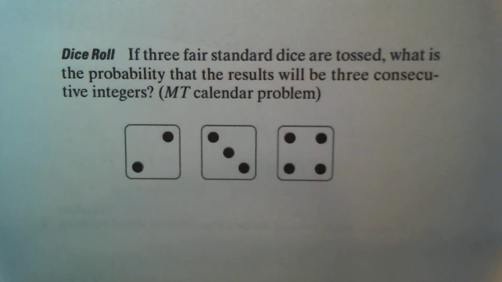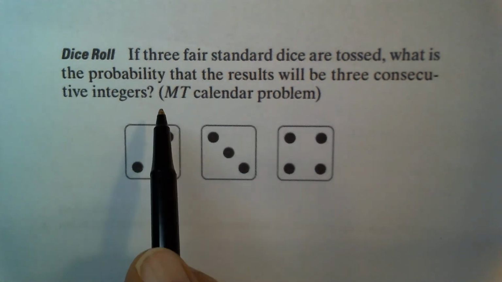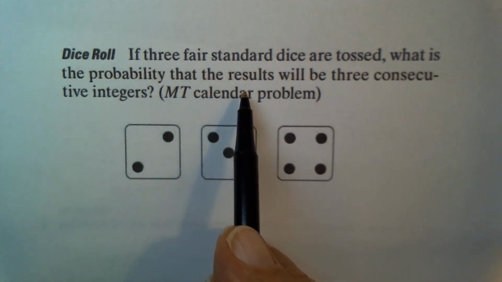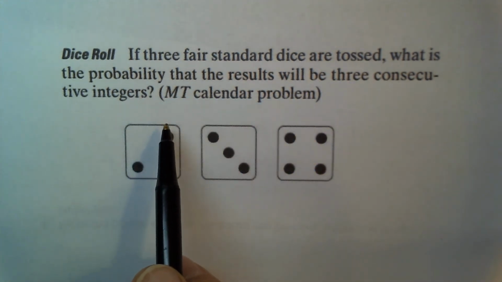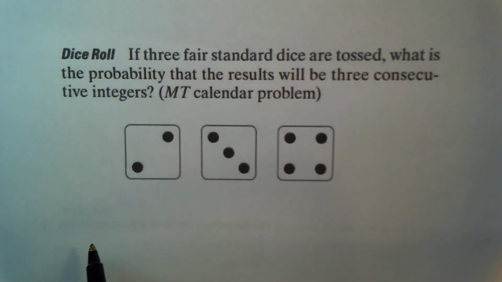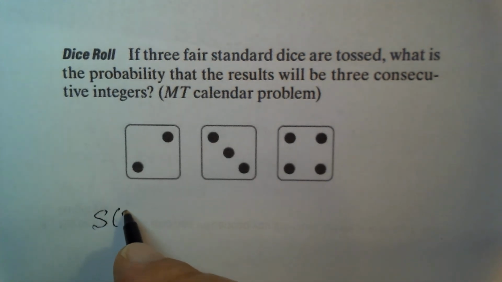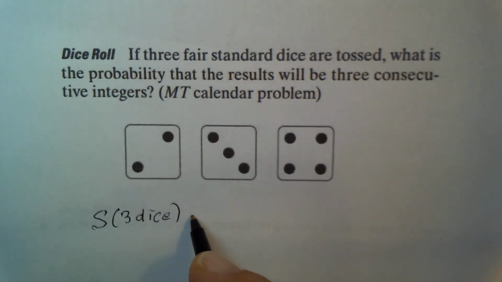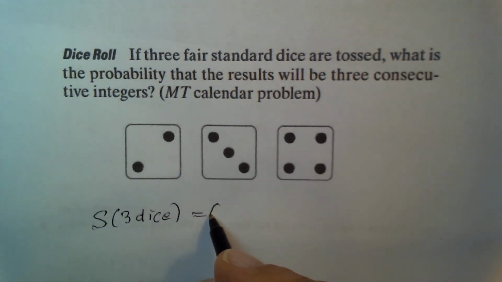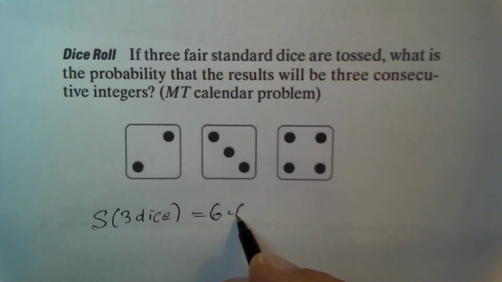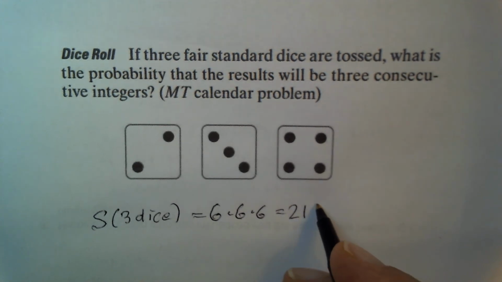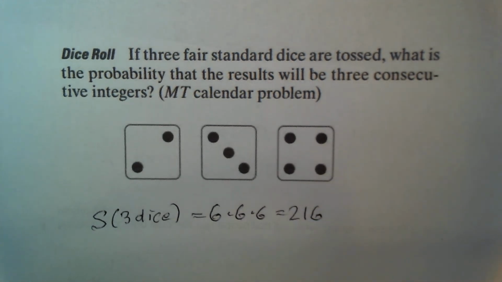The last one I want to do for you is the one about dice rolled. If 3 fair standard dice are tossed, what is the probability that the results will be 3 consecutive integers? Okay, so we want to think about the sample space first. The sample space for 3 dice is the first die has 6 sides, the second one has 6 sides, the third one has 6 sides, so there are 216 possibilities for our sample space.